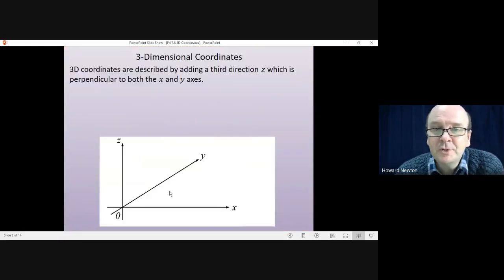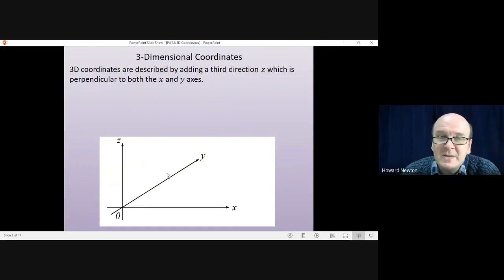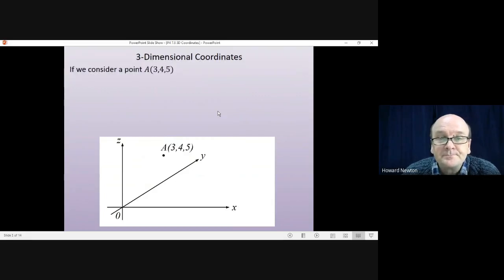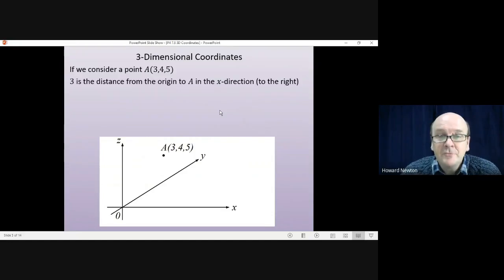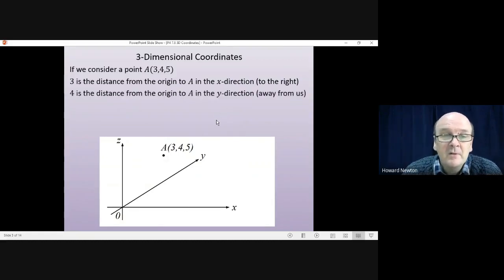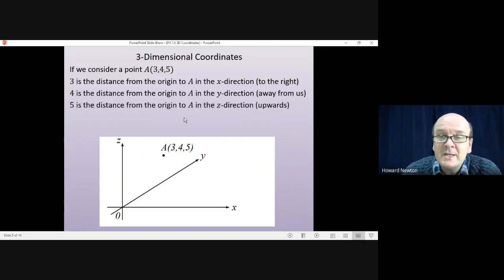So three-dimensional coordinates are described by adding a third direction z, which is perpendicular to both the x and y axes. If we consider a point A (3, 4, 5), 3 is the distance from the origin to A in the x direction, so it's how far A is to the right. 4 is the distance from the origin to A in the y direction, so how far it is away from us. And 5 is the distance from the origin to A in the z direction, how far it is vertically upwards.